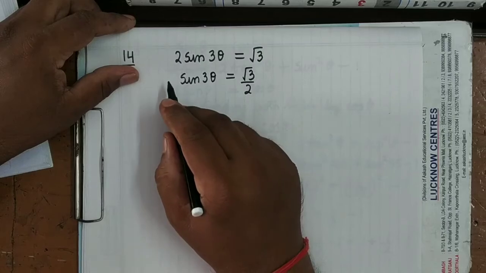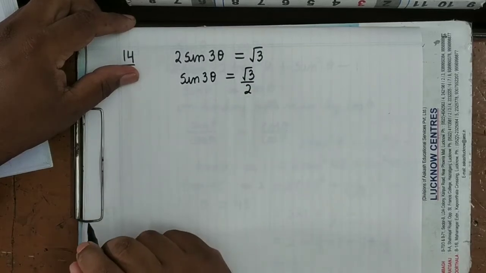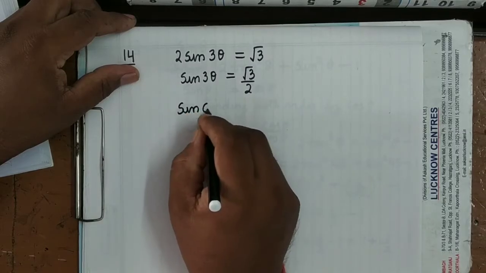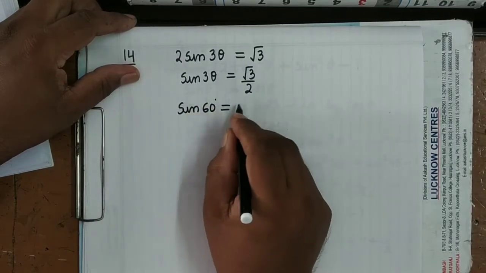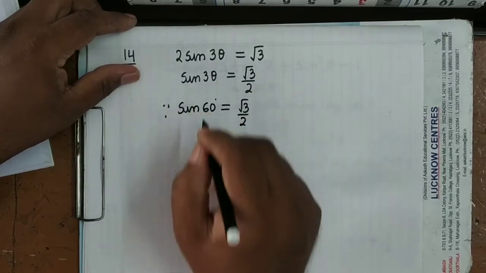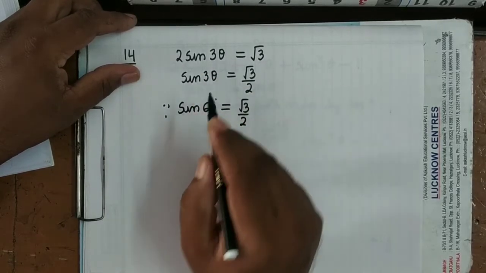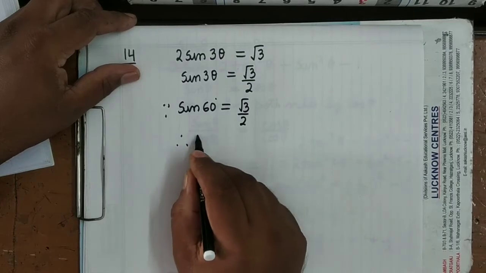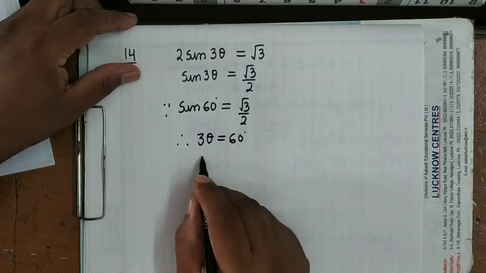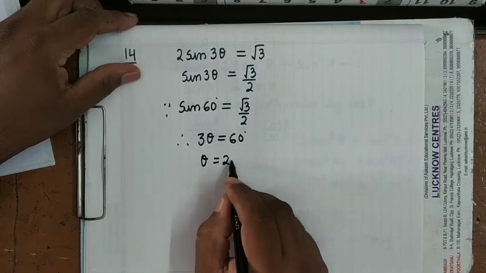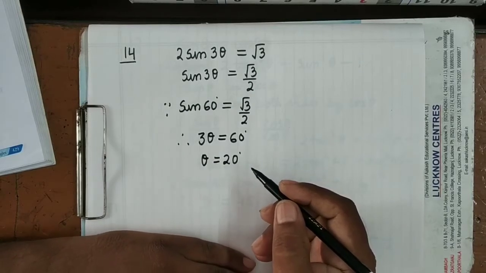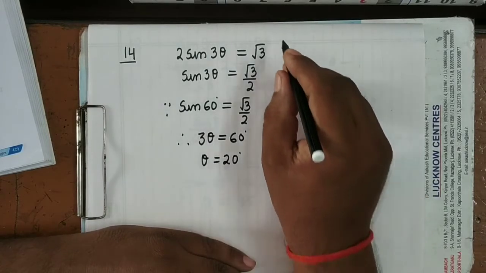Now for which angle is sine root 3 upon 2? So it is sine 60 degree. Sine 60 degree equals root 3 upon 2. So if you compare, 3 theta equals 60 degree. So theta equals 20 degree. Theta will come out 20 degree. Now see the question number 15.